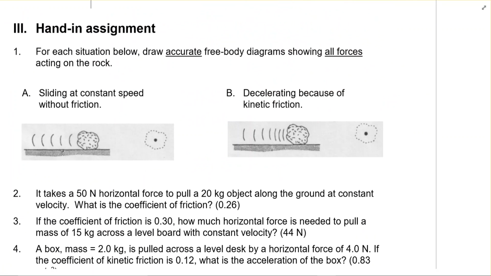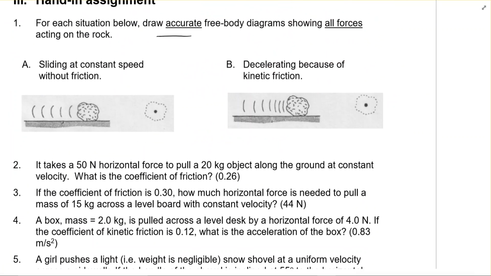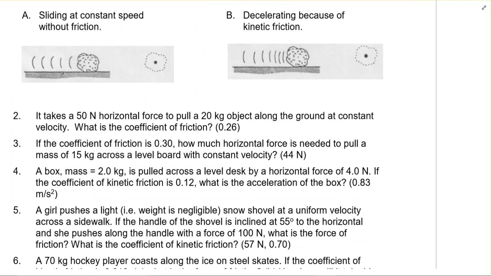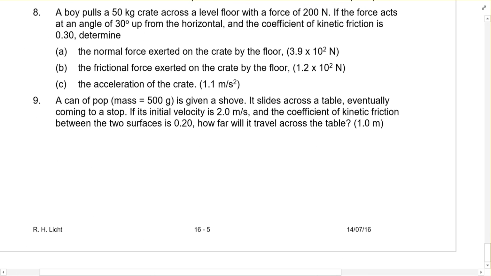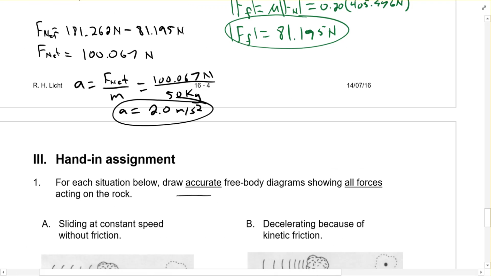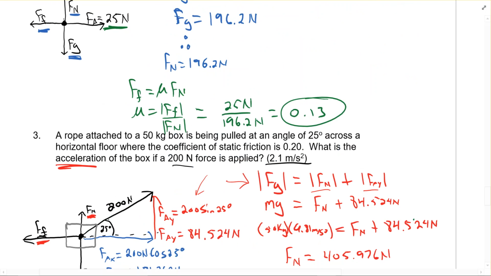Okay, so I want you guys to go ahead and do the handed assignment. Make sure that you draw your free body diagrams for all these. I'll make sure that you guys definitely have free body diagrams to start with. It does help for solving these problems. Okay, there's only 9 questions, but you can see that some of these take a while. So I would get at it now.